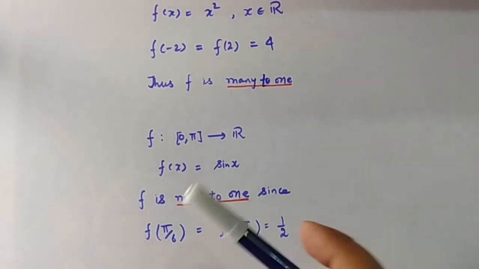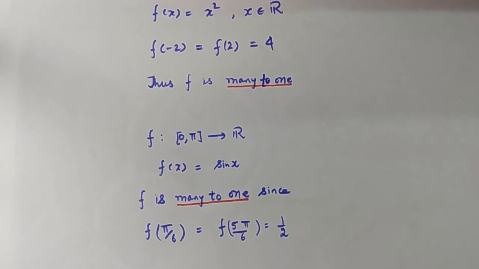Let's see some other examples. f(x) equal to x square where x belongs to R. f of minus 2 happens to be equal to f of 2. Thus, this is also an example of a many-to-one function because 2 distinct points minus 2 and plus 2 have the same image 4. Similarly, the function sin x from the closed interval 0, pi to R is an example of a many-to-one function because f of pi by 6 is equal to f of 5 pi by 6 equal to 1 by 2. Sine 30 degree is equal to sine 150 degree.